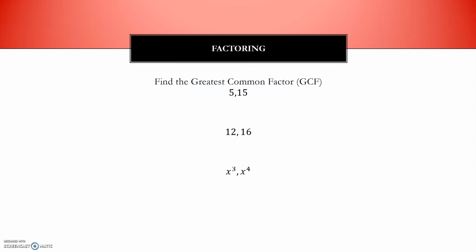This is, if I factor a number, what is the biggest factor that they share in common? Well, let's make a list. For 5, we know the only factors of 5 are 1 and 5. For 15, we have 1 and 15, 3 and 5. So the greatest common factor here is 5, because that's the biggest number that we see in each of those two numbers. For 12 and 16, we would say 12 is 1 and 12, 2 and 6, 3 and 4.